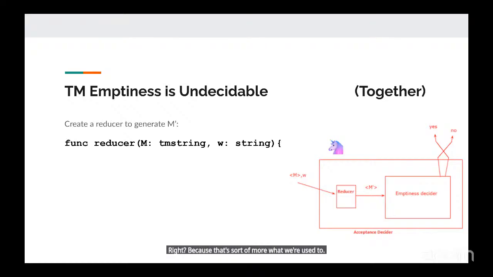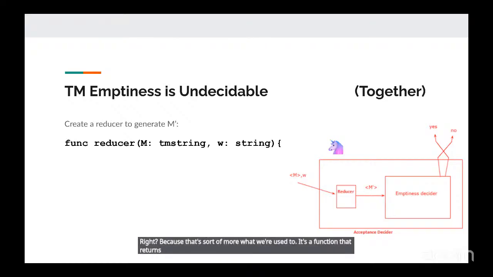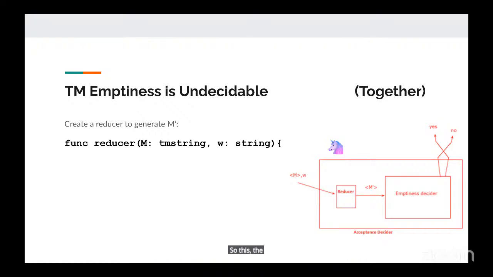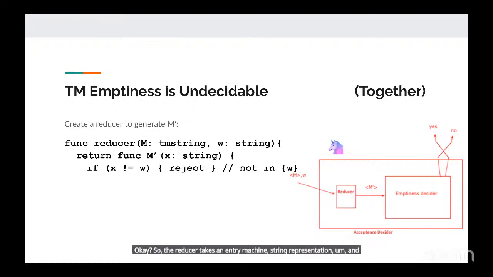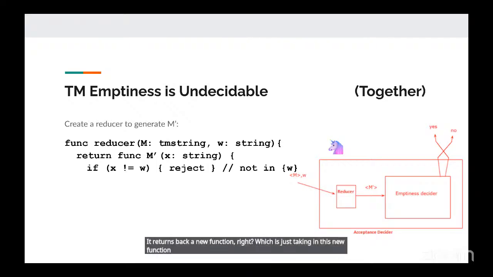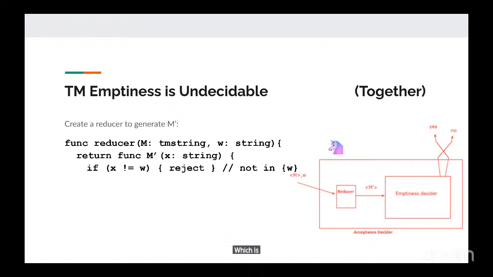It's a function that returns another function, because Turing machines are just functions, right? Effectively, they're just algorithms. So the reducer is a function that takes in a function and a string and gives out a new function. So the reducer takes in a Turing machine string representation and a string. It returns back a new function, which just takes in a string, which is what this emptiness decider wants, right? It just wants one string.